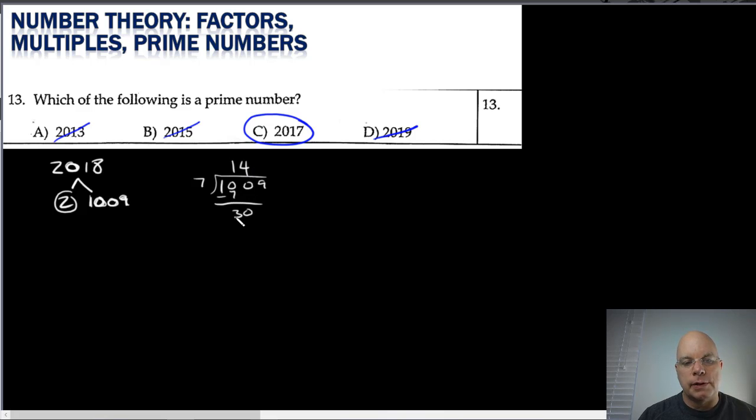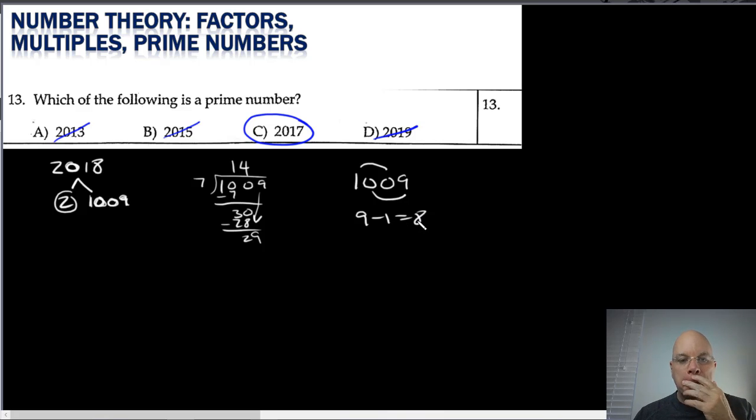7 times 4 is 28, 29, so no. I don't have to check 8. 9 plus 1 is 10, so it's not a multiple of 9, not a multiple of 10. I should check 11. I can check 11 using the alternating digits. 1 plus 0 is 1, 0 plus 9 is 9, 9 minus 1 is 8, that's not a multiple of 11. I don't have to check 12, I do have to check 13.